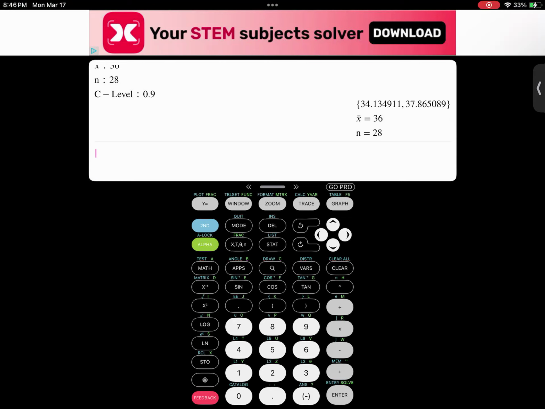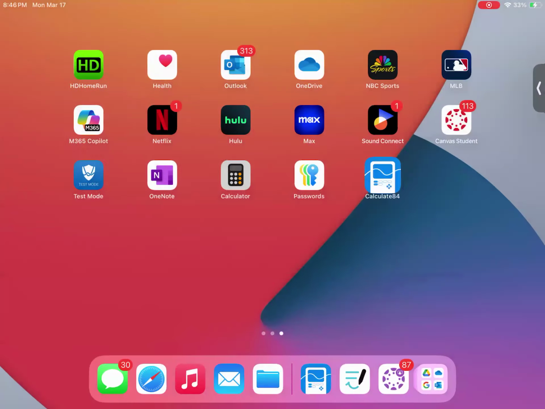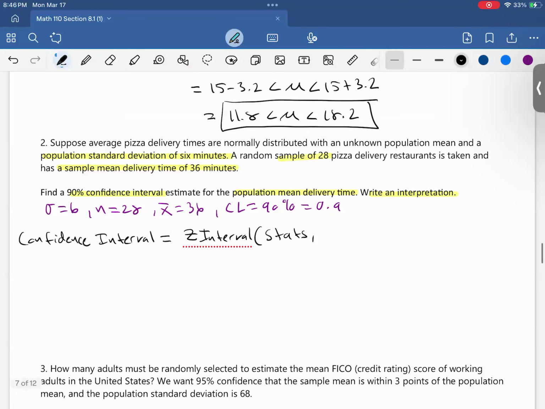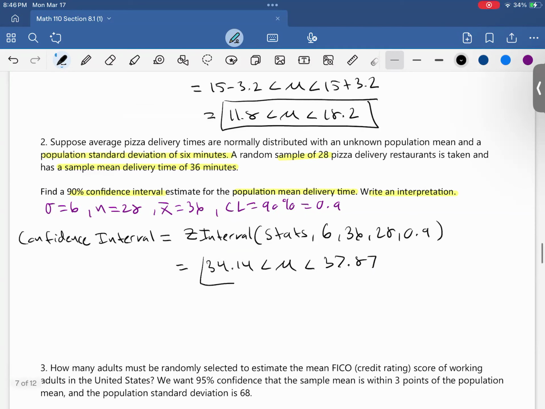So let's take this confidence interval and write up an answer. So stats, where we got to write our calculator work. So 6, 36, 28, and 0.9. And then when we did that calculation, what we got was 34.14, less than the mean, less than 37.87. So that is our confidence interval.